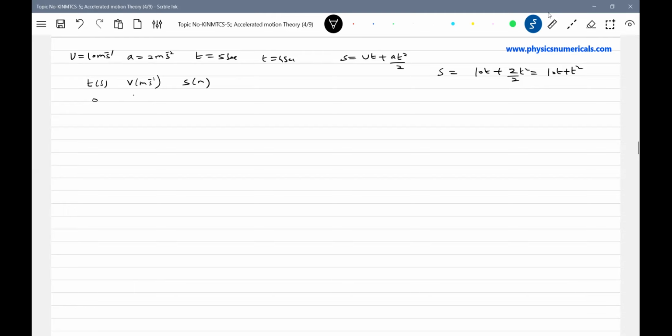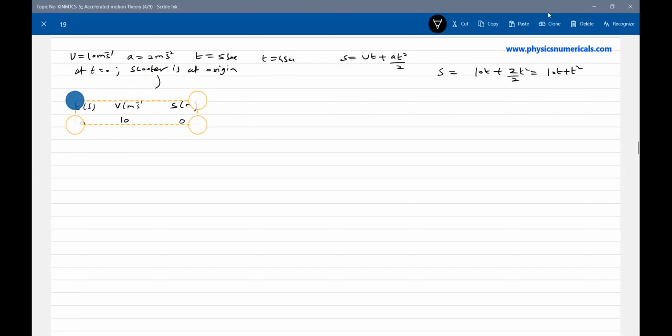What is the initial velocity? What is the velocity of the object? 10. What is the position of the object? Initially, let it be at origin. At t equals 0, the scooter is at origin. In the end, I'll bring the diagrams. Now let me first get the data.